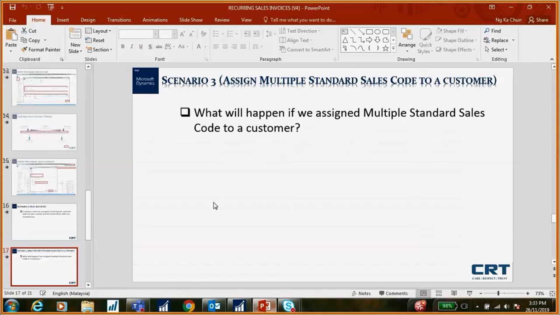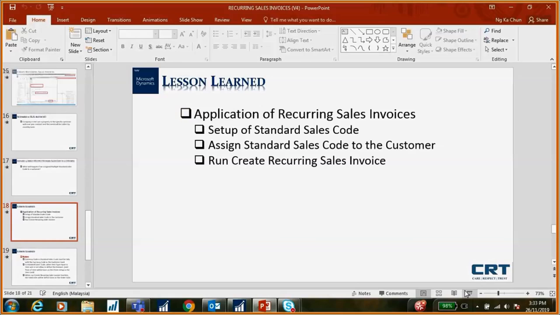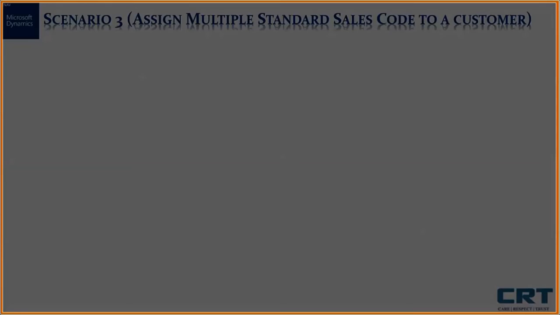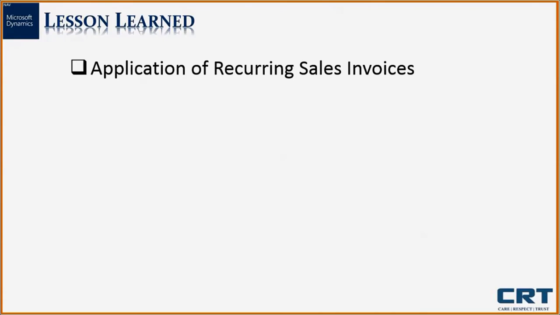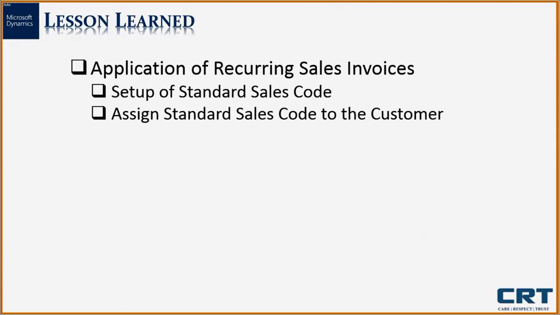So now let's go back to the PowerPoint slide. Now let us review once again the lesson that we learned today. First will be the application of recurring sales invoice. In order to use the recurring sales invoice, we are required to set up the standard sales code. Once the setup of the standard sales code is done, we have to assign the standard sales code to the customer and run the Create Recurring Sales Invoice monthly or periodically.